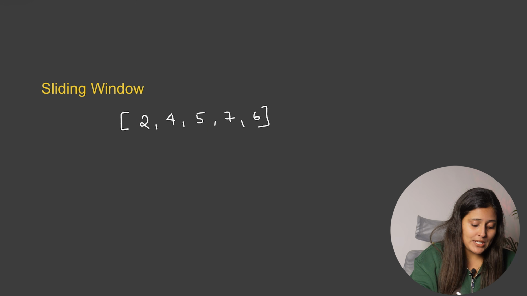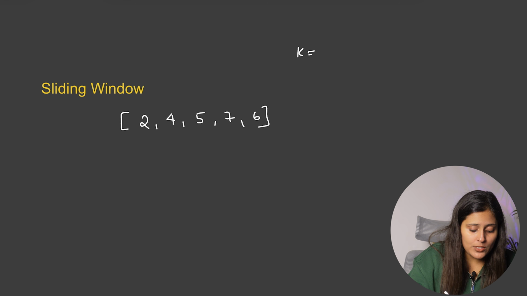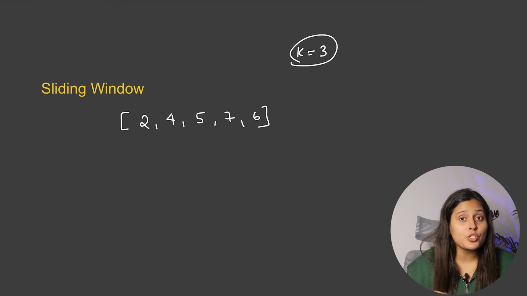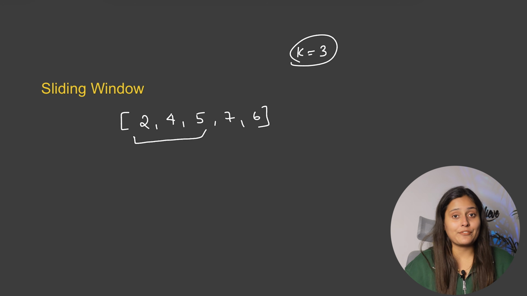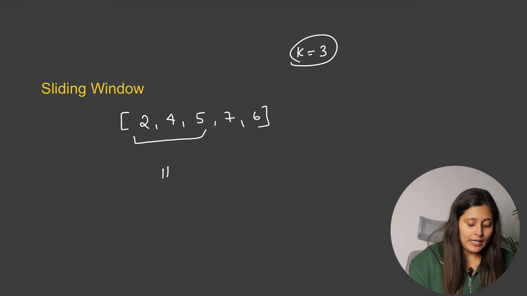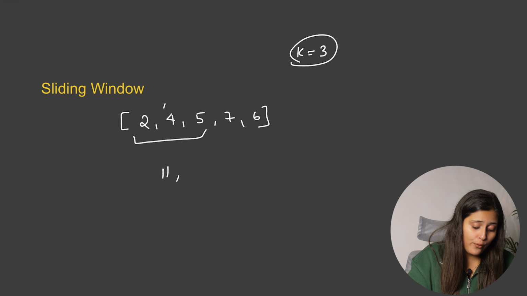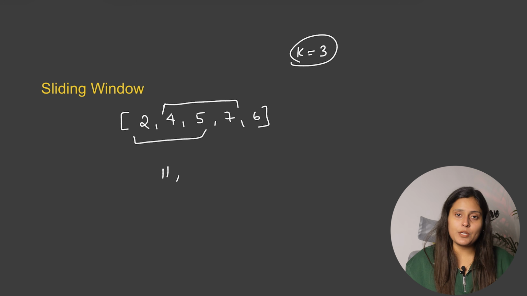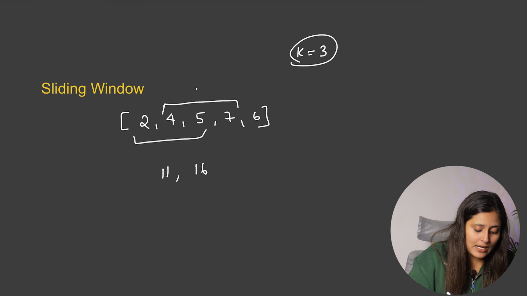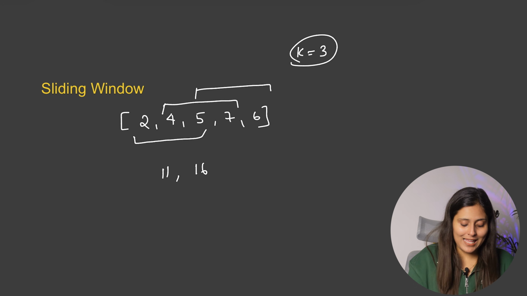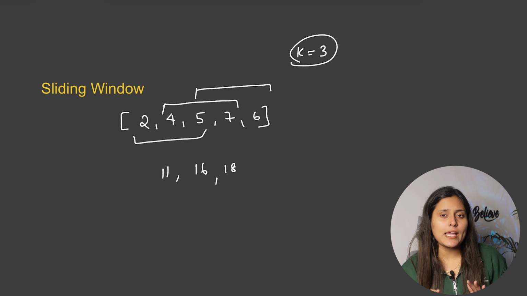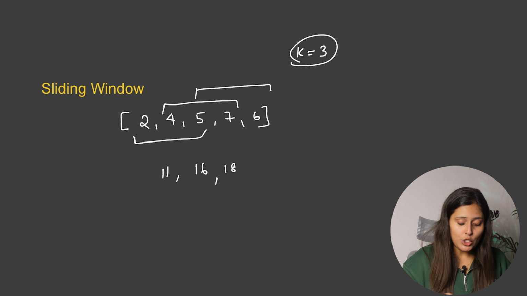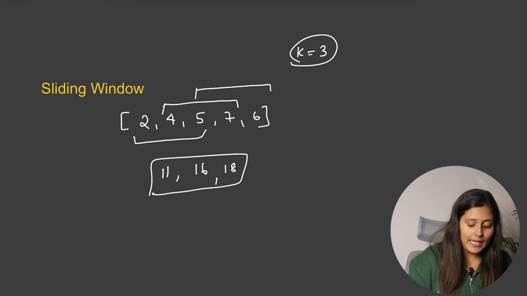Suppose the question says for size k equal to 3, can you give me the summation of all subarrays? The first subarray will be 2, 4, 5 and its summation is 11. Next, the summation will be for 4, 5 and 7, which is 16. And last time 5, 7 plus 6, and the summation is 18. So I have asked you the summation of all subarrays, and at the end suppose I asked you to return the maximum sum. In this case, the maximum sum will be 18.